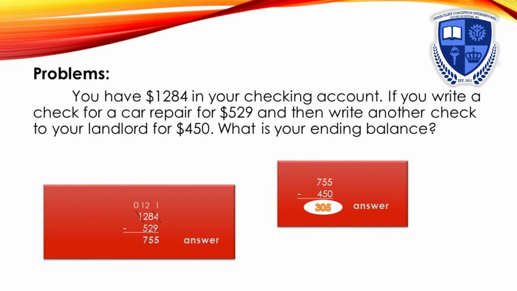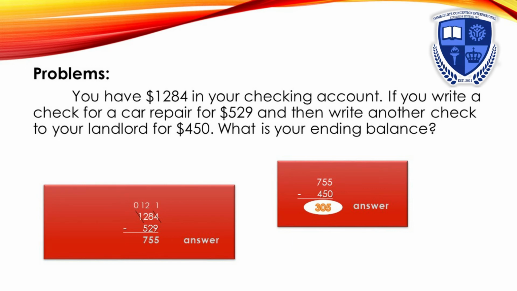So we start with the beginning balance, 1,284. We have to subtract the first check of $529. This will give us the balance after the first check clears. Notice, in the first column, we can't subtract 9 from 4. So we have to borrow from the 8. So we change this to 7 and add 10 to the ones column. So this is 14. 14 minus 9 will be 5.